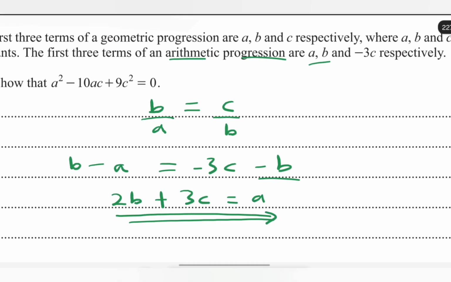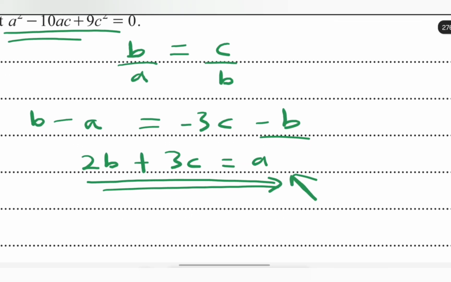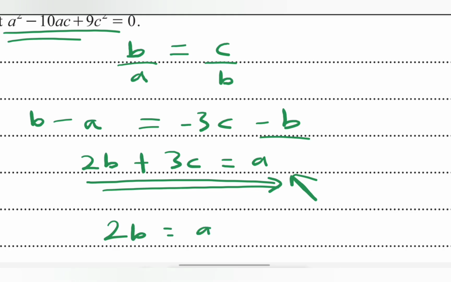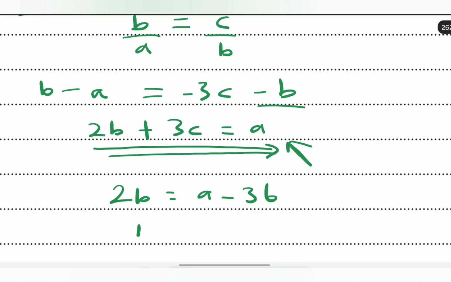But if we look at this, a squared minus 10ac plus 9c squared, we can see that we do not have a b. So I'm going to try and make b the subject here. So 2b is equal to a minus 3c, and b is equal to a minus 3c over 2. Why did I write 3b here? Made a mistake. It's a minus 3c.